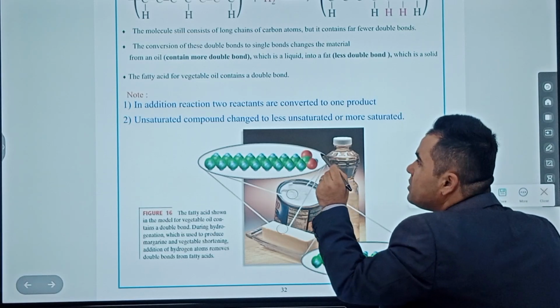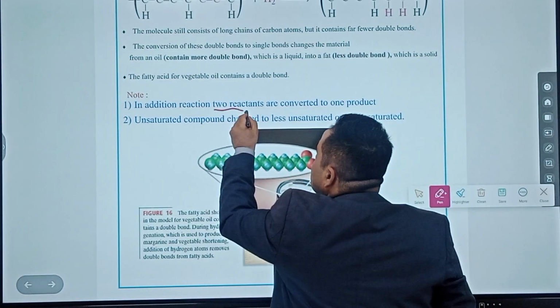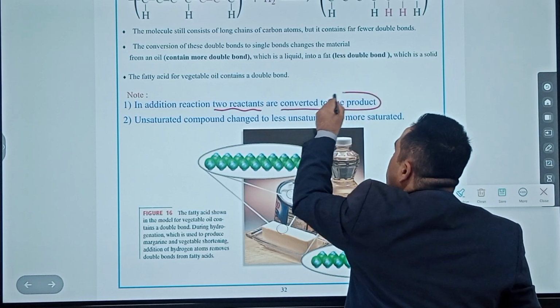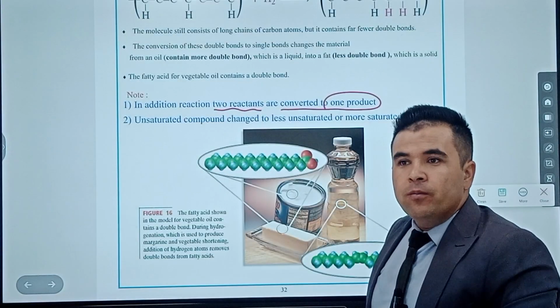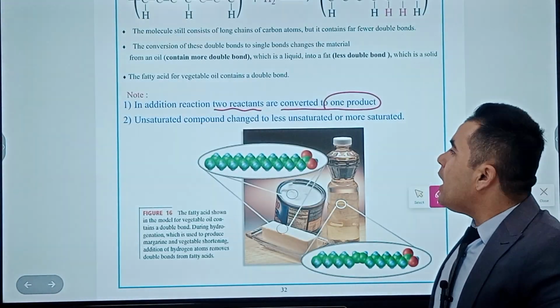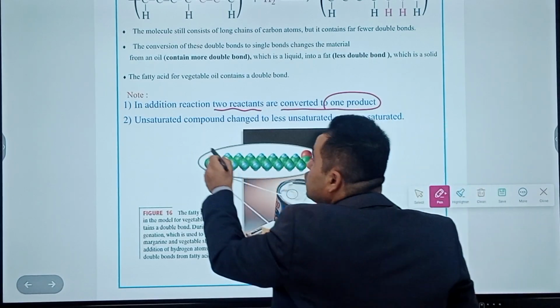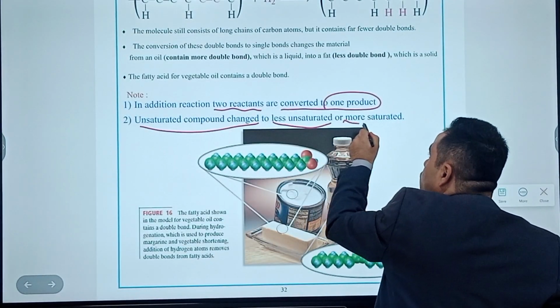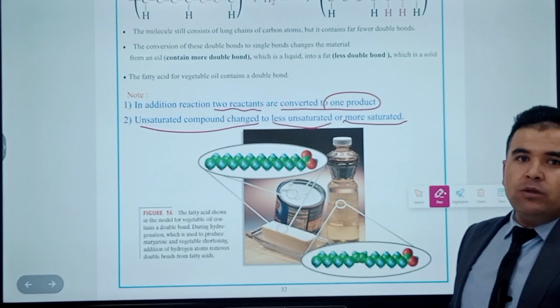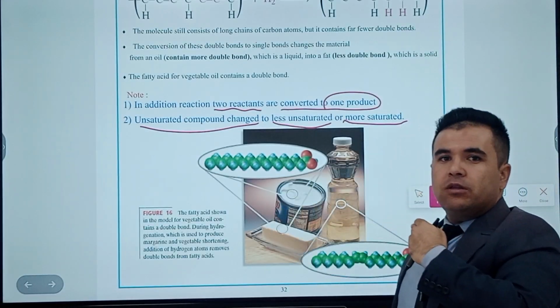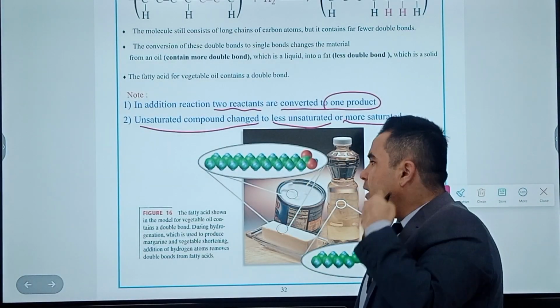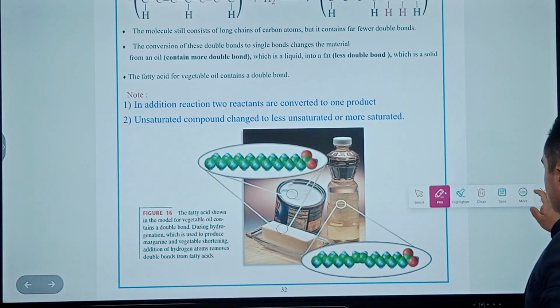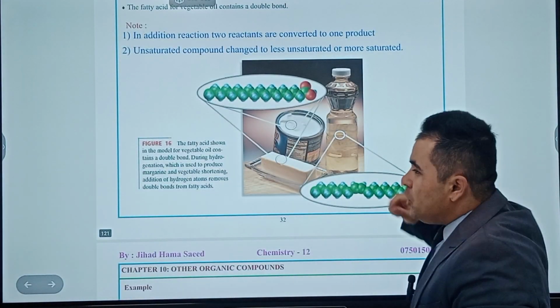We have got two notes. In addition reaction, two reactants are converted to one product. This is one of the signs to recognize the addition reaction. The second: an unsaturated compound changes to a less unsaturated or more saturated compound. Double bond goes to single, triple to double, and then single. That's the sign to recognize the addition reaction.